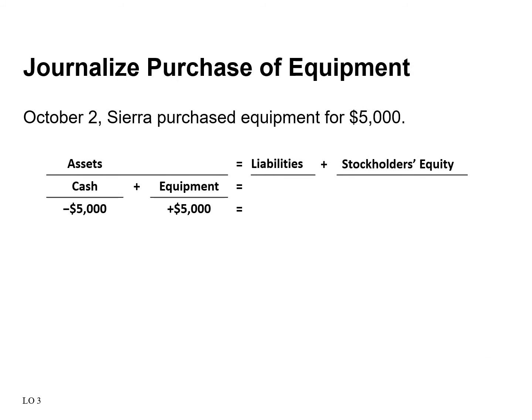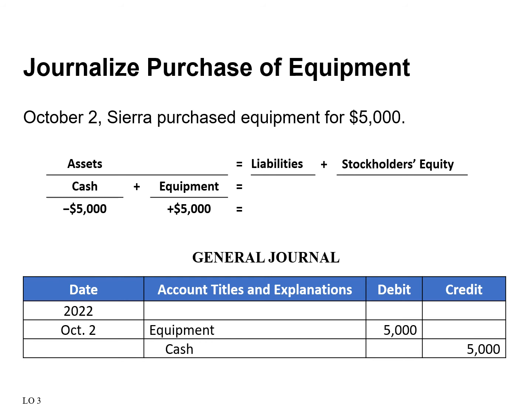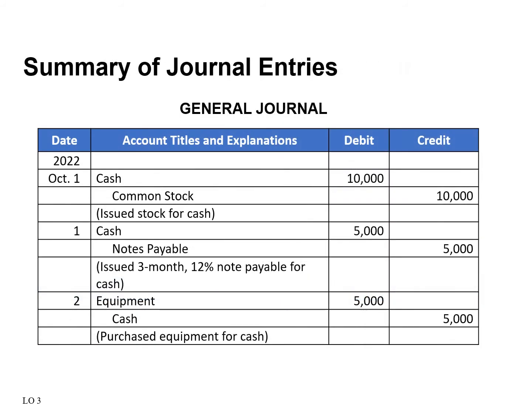For the third transaction, we will enter the date of the transaction as October 2nd, as well as the accounts and amounts to be debited and credited. In this instance, we're going to debit equipment and credit cash for $5,000. Transactions are recorded in chronological order. Note the following features of the journal entries.